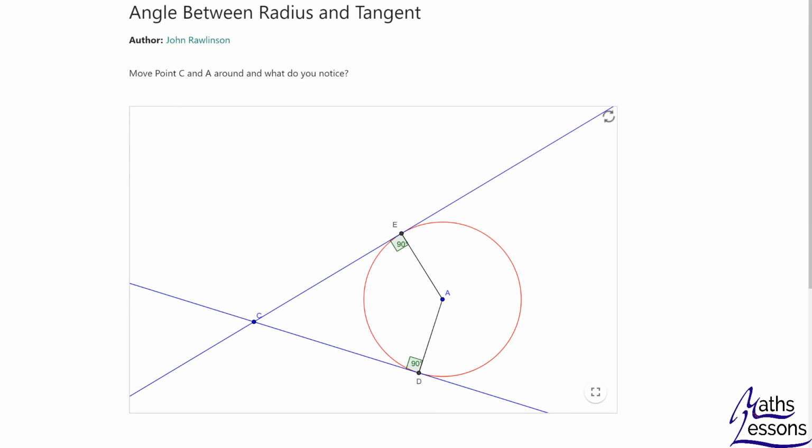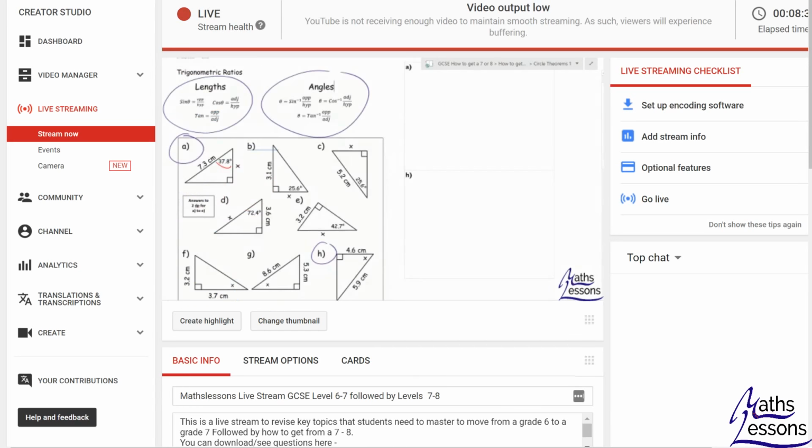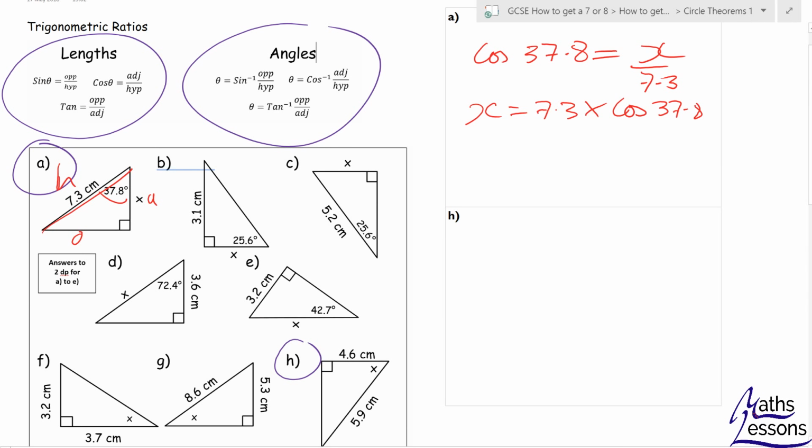And if we use our calculator, which I've now lost. Okay, so I've lost my calculator. I'll get that in a bit.